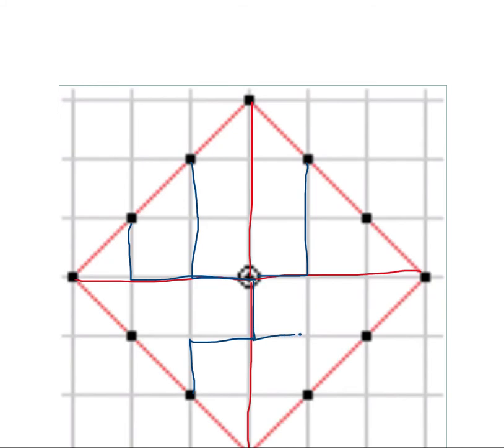And I'll do this one last. 1, 2, 3 blocks equidistant. And there you have it.